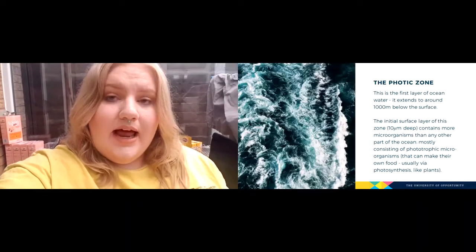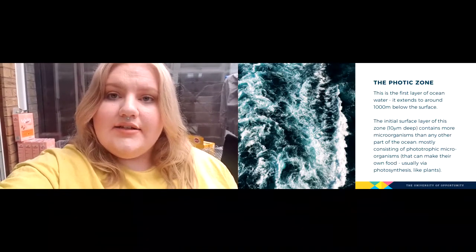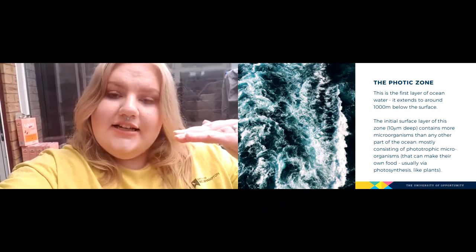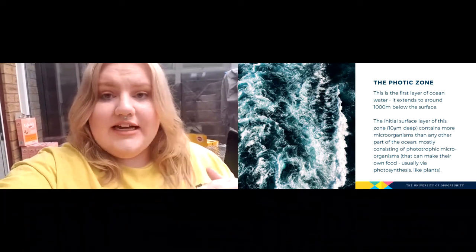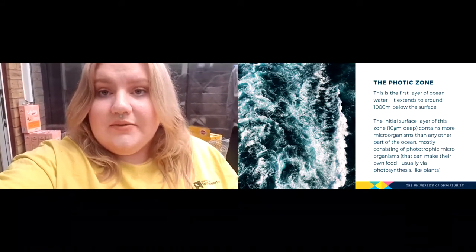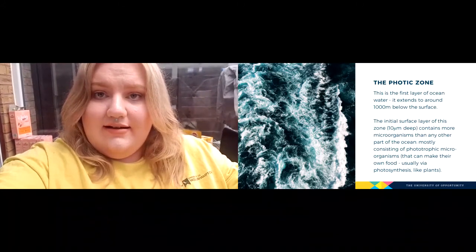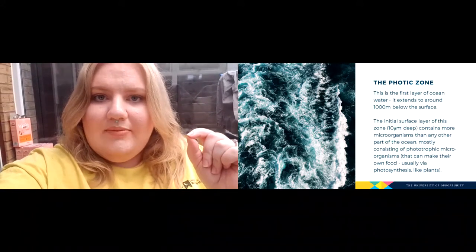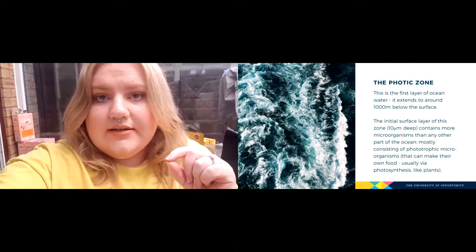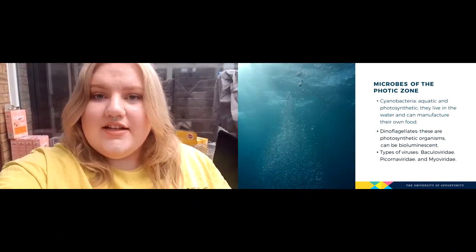So the main top layer of the ocean is called the Photic zone. Now this zone is around 1,000 meters deep and it's named the Photic zone because there is still light able to penetrate the surface down to that level, which means that anything living in that part of the ocean will still get some light. The very top section of this layer is about 10 micrometers deep, which is absolutely tiny, and it has the most microorganisms.